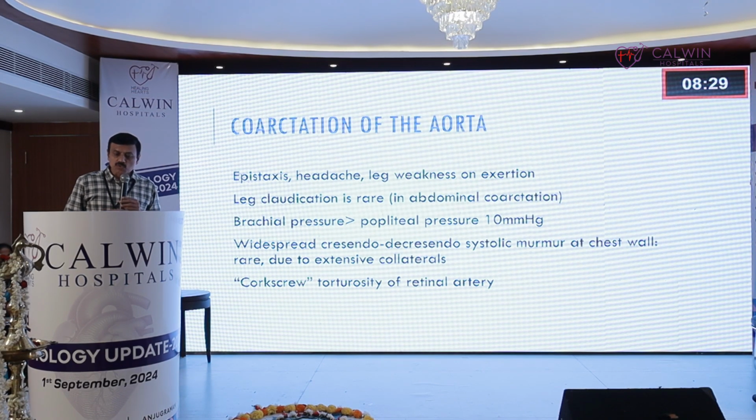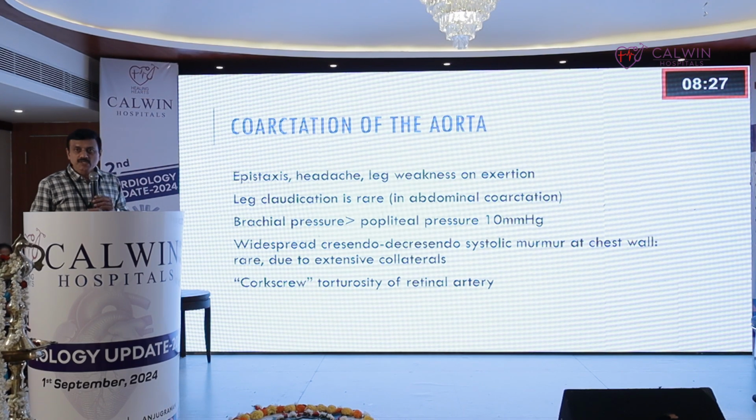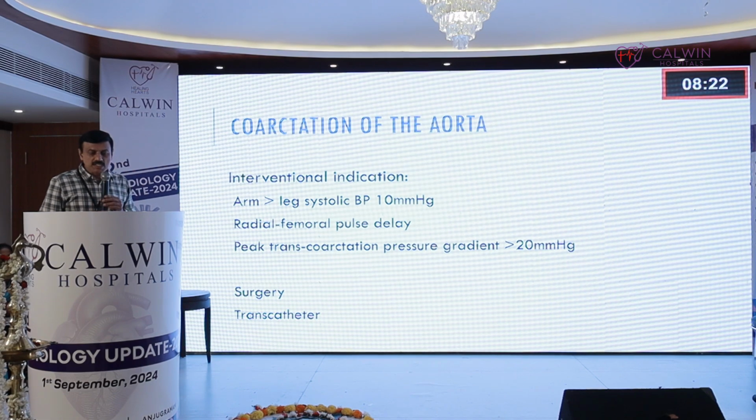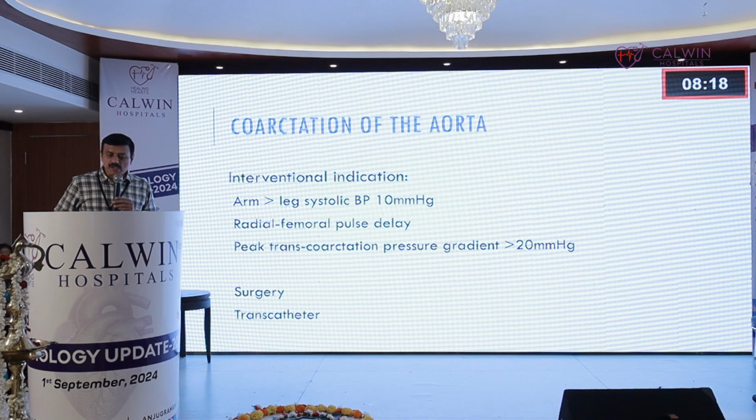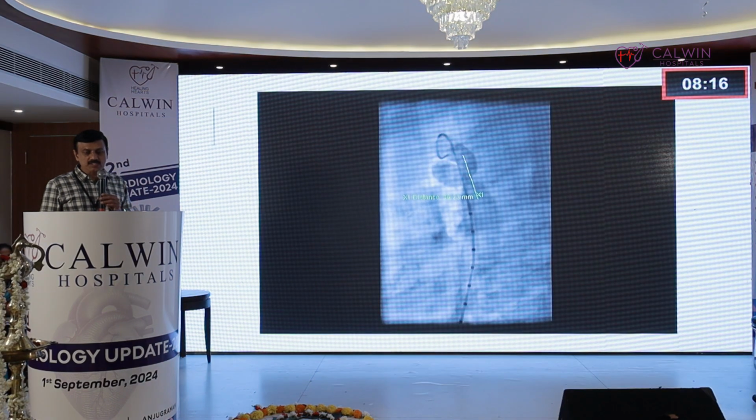So brachial pressure is more than popliteal pressure by 10 millimeters of mercury. You may have a murmur in the front or chest. And intervention is indicated whenever there is a BP difference, radiofemoral delay, and the peak transcoarctation gradient is more than 20. You can see this example.